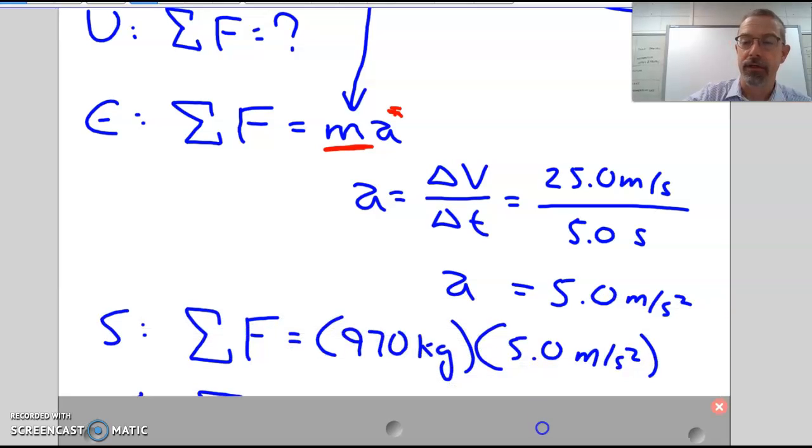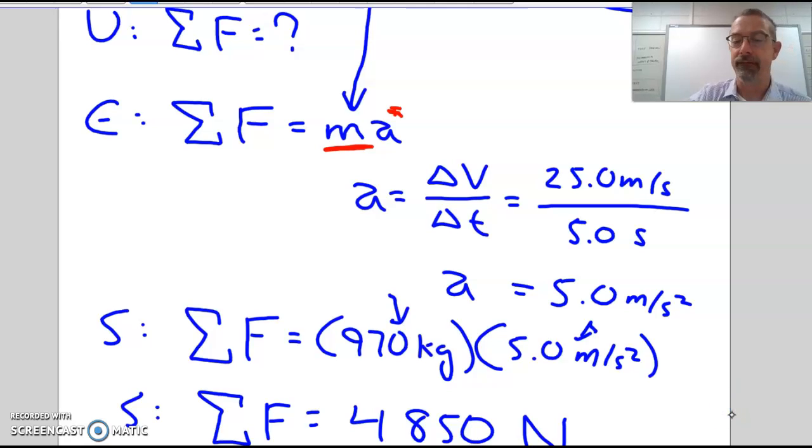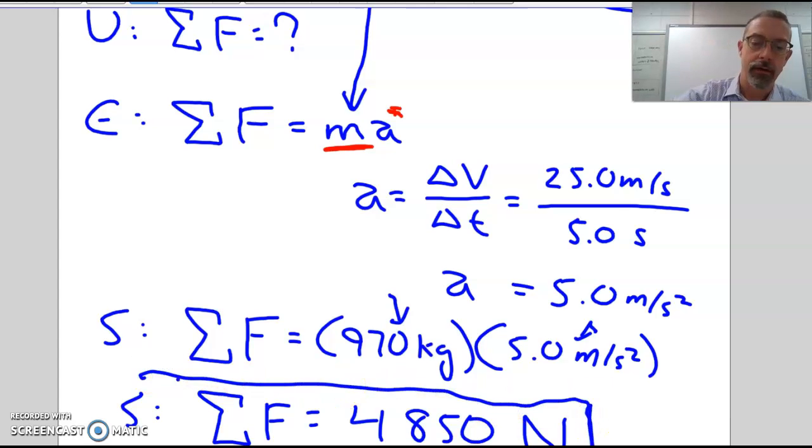So now it's just plug and chug. Here's my acceleration, here's my mass. The net force on this car is going to end up being 4,850 newtons, with apologies to Mr. Chalmers in terms of significant figures. That is your answer. Box it up, ship it out.